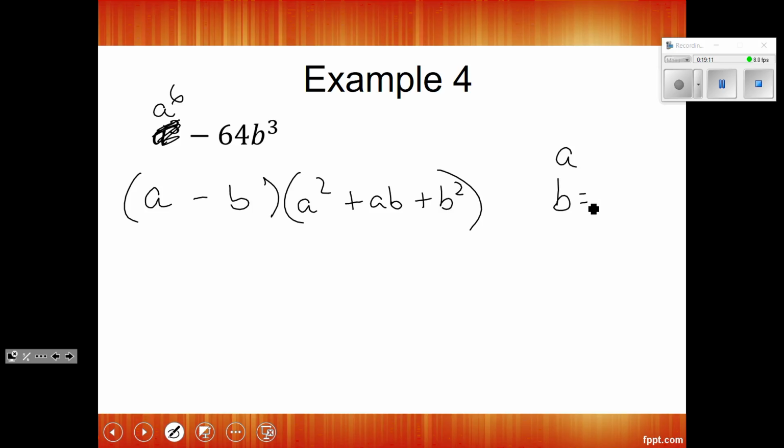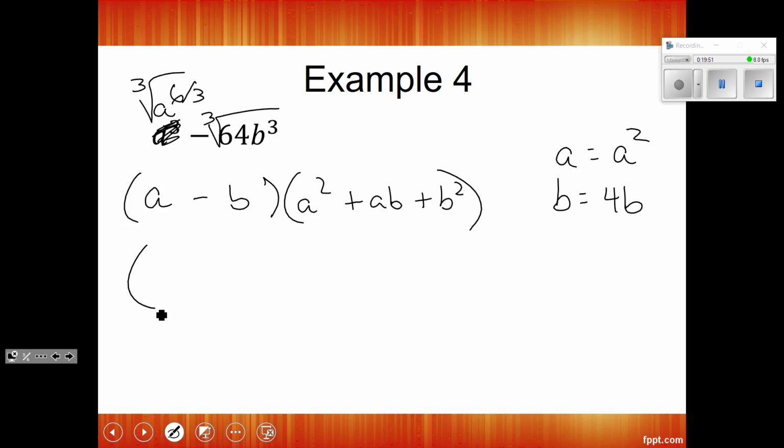All right, let's define a and b. So the cube root here, remember I told you you can just take 6 and divide it by the root. Divide by 3, and that will help you know what the cube root of a to the 6 is. Does that make sense? If it's a square root, you would divide it by 2. If it's a 4th root, you would divide it by 4. Does that make sense? And so forth and so on. So this will just be a squared. What's the cube root of 64b cubed? 4b. And so now we're just going to plug in.